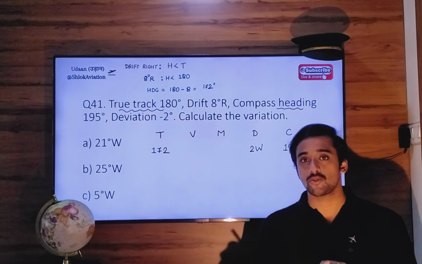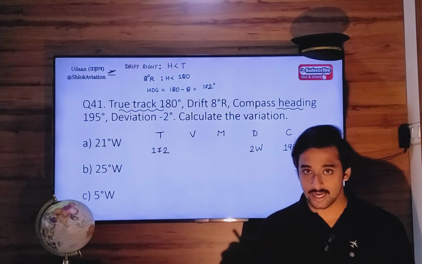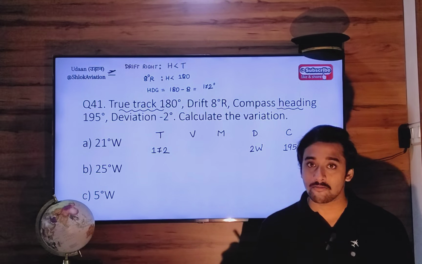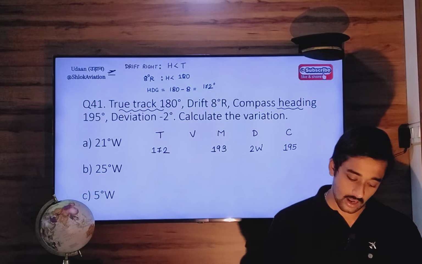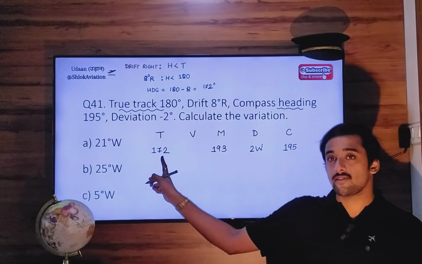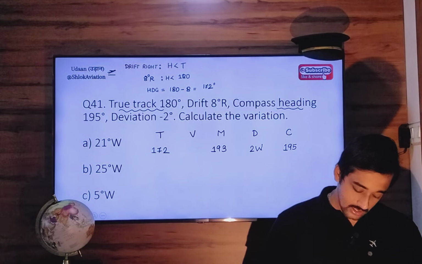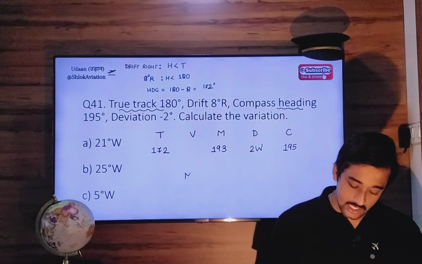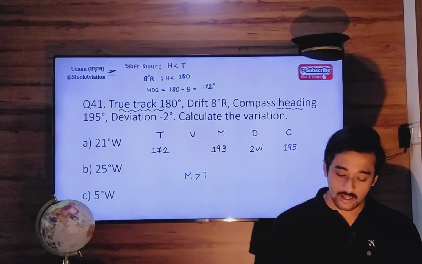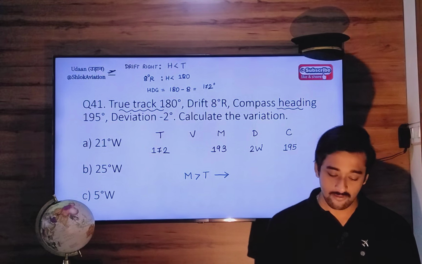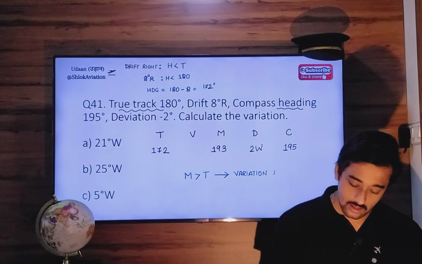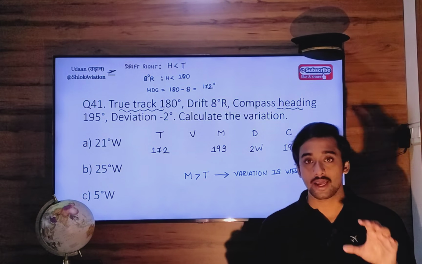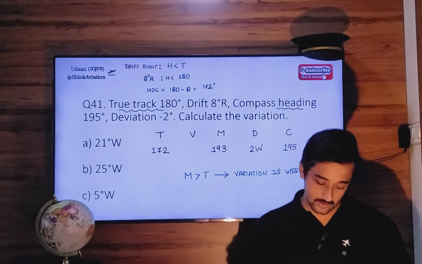Deviation west, compass is west, meaning compass direction is more than magnetic direction. So magnetic will be less than compass. So 195 minus 2 is 193. Now next step, we have true direction 172, magnetic direction 193. So we can see here that magnetic direction is more than the true direction. Now magnetic is more than true only and only when variation is west, right? Variation west, magnetic is best, meaning magnetic direction is more than true direction.